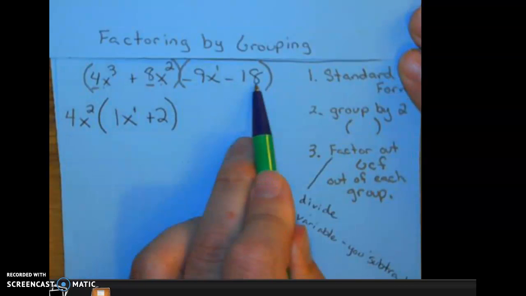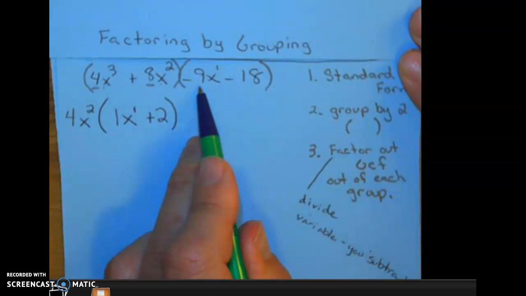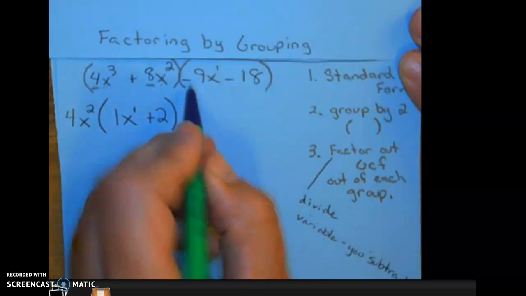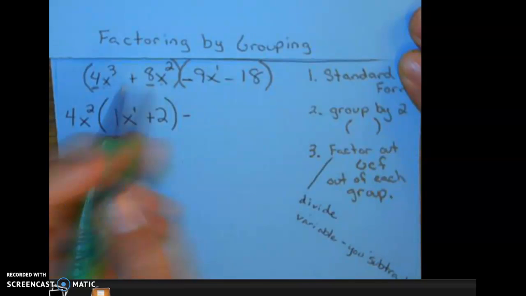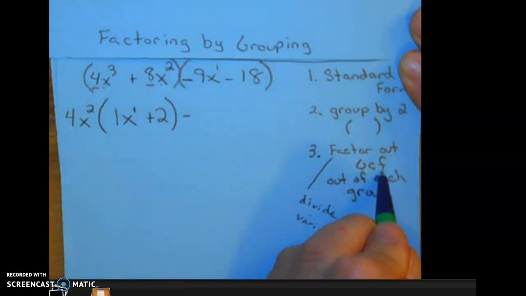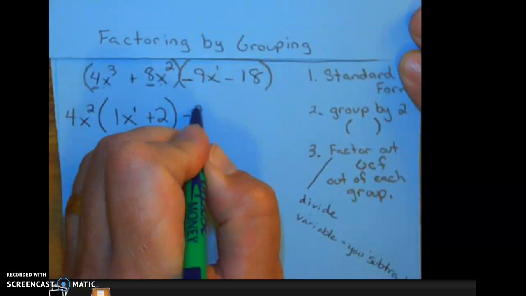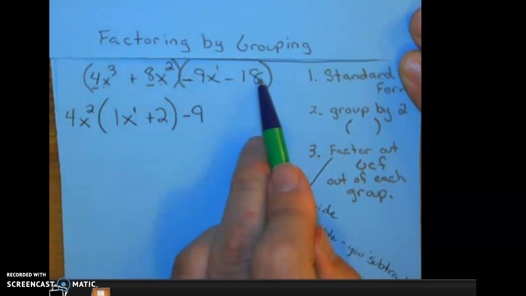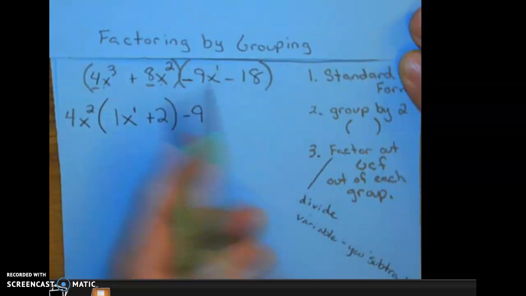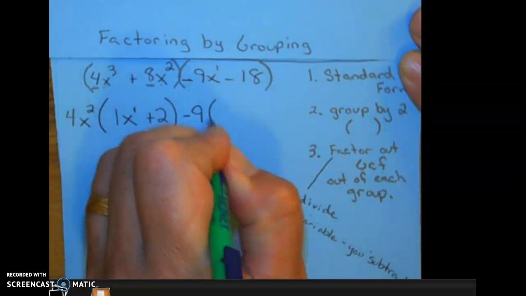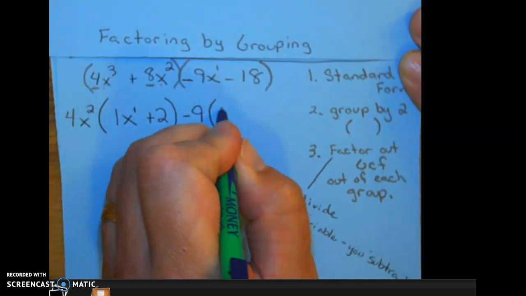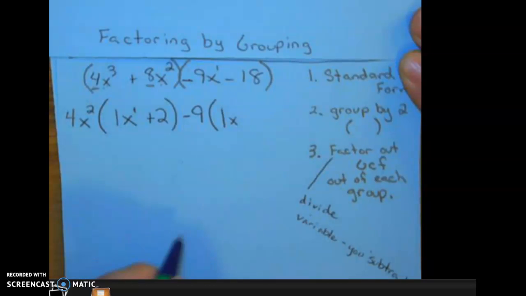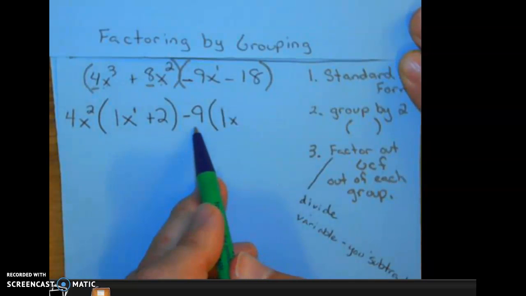All right, let's start the process again. Here we're going to factor out the greatest common factor. We know that 9 goes into 9 and into 18 evenly, but notice it's negative. If it's negative, we want to factor out a negative greatest common factor. So we're going to factor out a negative 9. It doesn't have a variable in common, so we just leave that alone. Let's divide. Negative 9 divided by negative 9 is positive 1. X comes down. Negative 18 divided by negative 9 is positive 2.